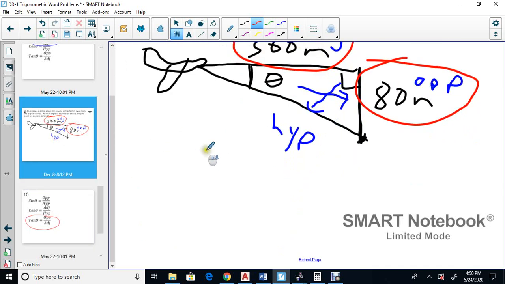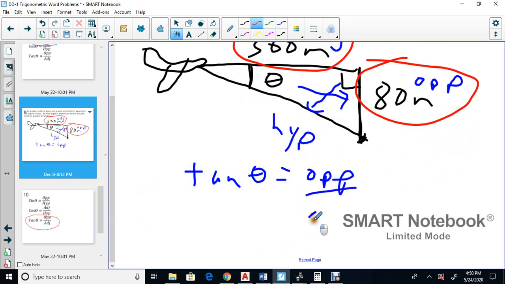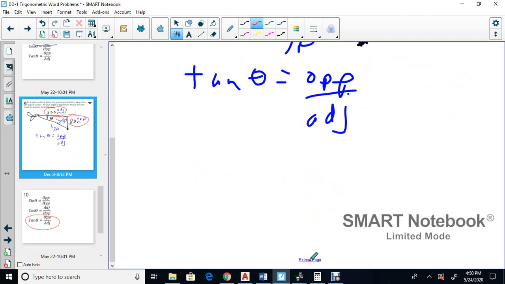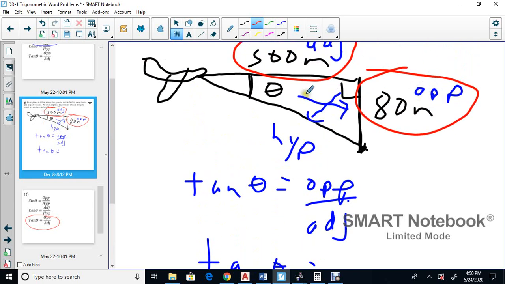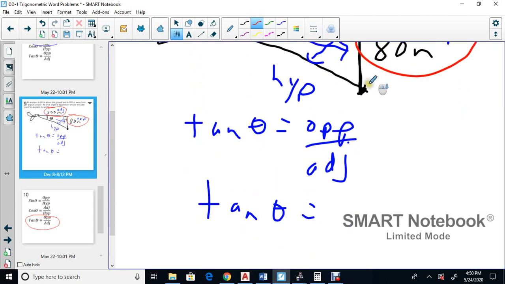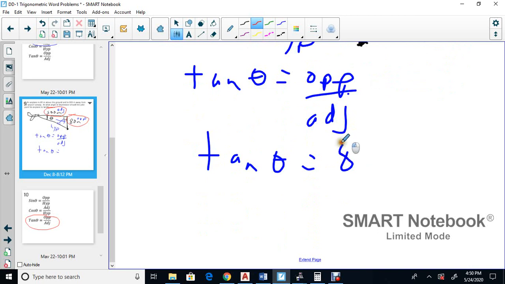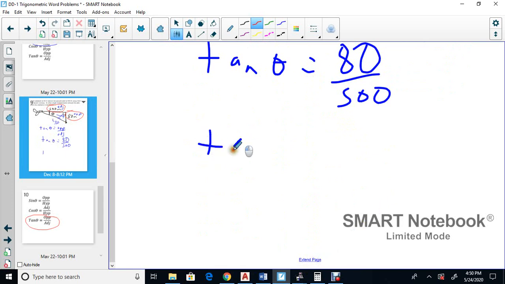So we go back over here. Tan theta is opposite over adjacent. So tan of the angle we're looking for: the opposite side is 800, and the adjacent is 500. So it's 800 over 500. Now tan of theta, let's see what 800 divided by 500 is.